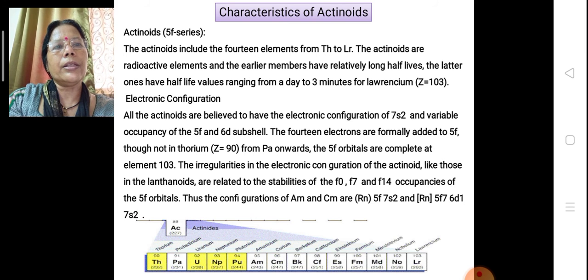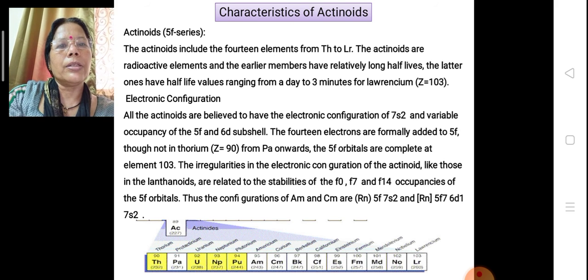The irregularities in the electronic configuration of the actinoids, like those in the lanthanoids, are related to the stabilities of f0, f7 and f14, that is, zero stability, half-filled stability and completely filled stability occupancies of the 5f orbital. Thus the configurations of americium and curium are [Rn] 5f7 7s2 and [Rn] 5f7 6d1 7s2.